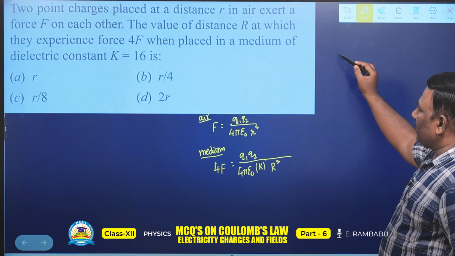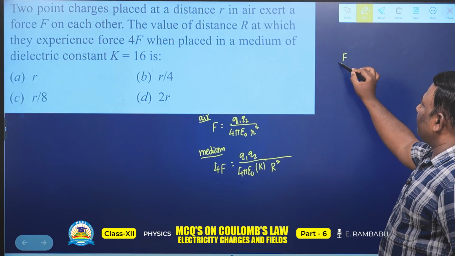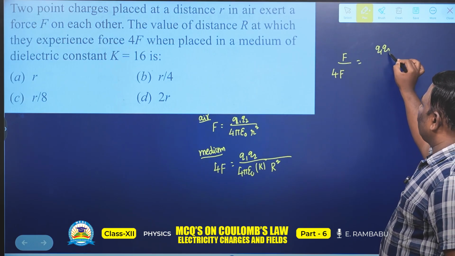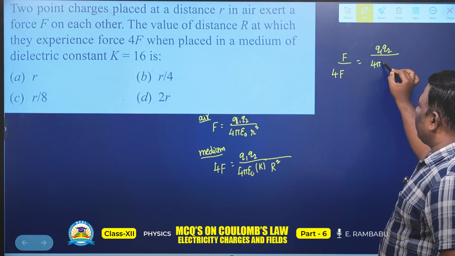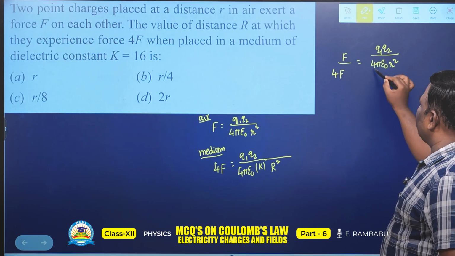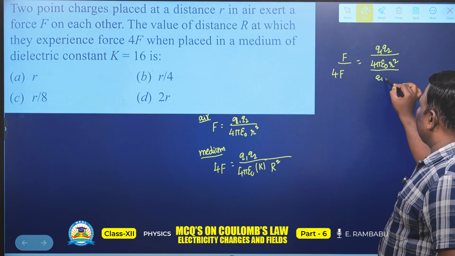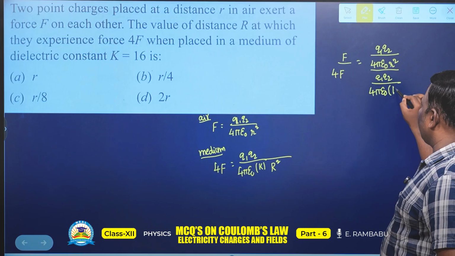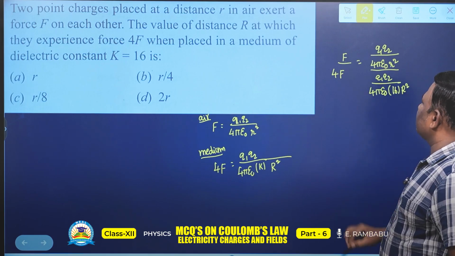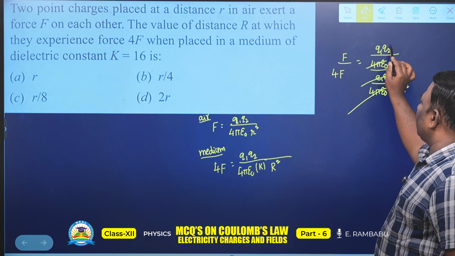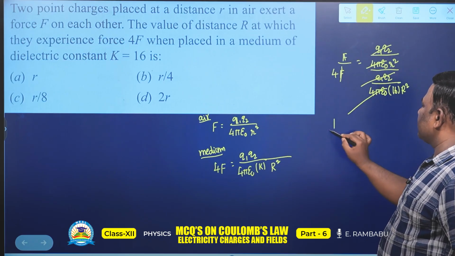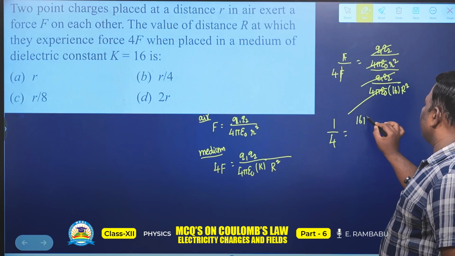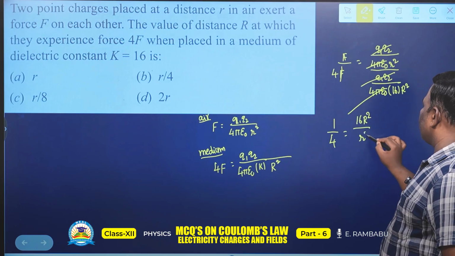For that, we simply take F by 4F. When F by 4F is taken, Q1 Q2 by 4 pi epsilon naught into R square, divided by Q1 Q2 by 4 pi epsilon naught into K. The K value is 16, into capital R square. Q1 Q2 4 pi epsilon naught is cancelled, F and F is cancelled. 1 by 4 is equal to 16 into capital R square by small r square.